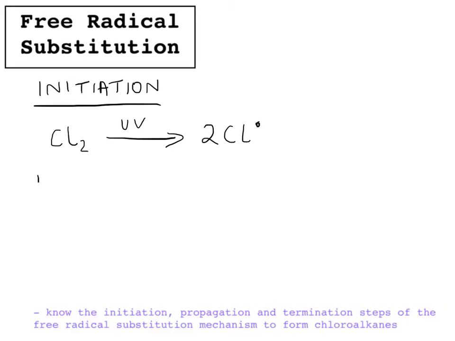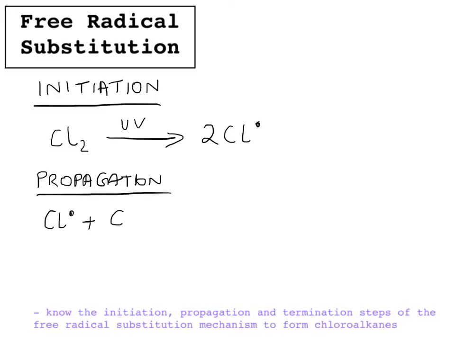Now I'm going to show you the mechanism of the reaction of chlorine with methane to create chloromethane. The next steps are the propagation steps. The propagation steps are where the chlorine free radical reacts with our alkane, in this case methane. The chlorine free radical will grab a hydrogen off of the alkane, and it will make HCl, and it will make CH3, which is now a free radical.